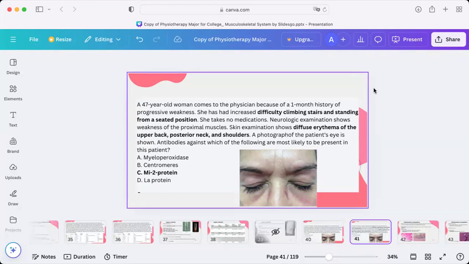Let me know if I'm moving too fast when it comes to answering the questions, if you need more time to read the questions or whatnot. But you guys did a great job. It is Mi-2 protein. And guys, how can I differentiate between dermatomyositis and polymyositis clinically?